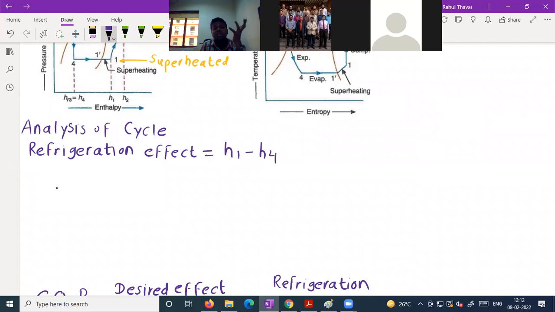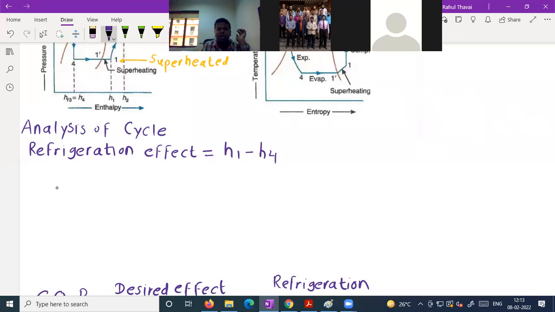Because what happens with the refrigerant? It gets evaporated. When it gets evaporated, the temperature increases from T4 to T1. So obviously the enthalpy also increases from 4 to 1. So we are taking H1 minus H4, which is nothing but the refrigeration effect. Simply take the difference between the enthalpies at the exit of the evaporator and at the inlet of the evaporator, and that will give you the refrigeration effect.